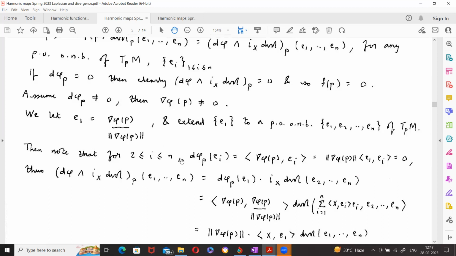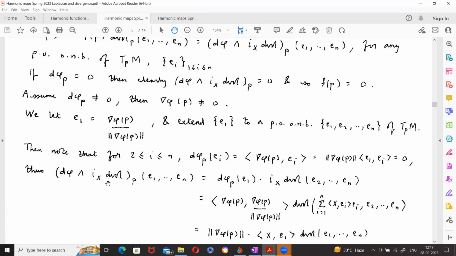So that means that if I look at d phi acting on EI, by definition of the gradient that is the same as the inner product of grad phi with EI. And by my choice of EIs, if I is between 2 and n, then EI is orthogonal to grad phi. So this is 0. Okay. Therefore, when I compute this wedge product, what is going to happen?